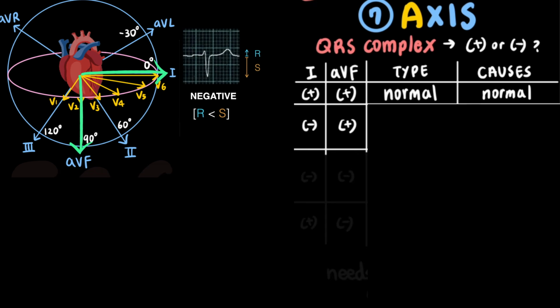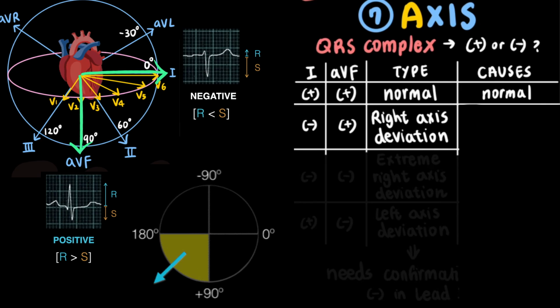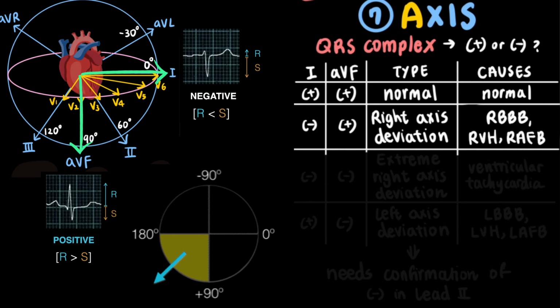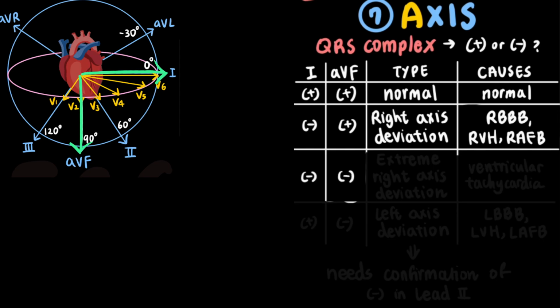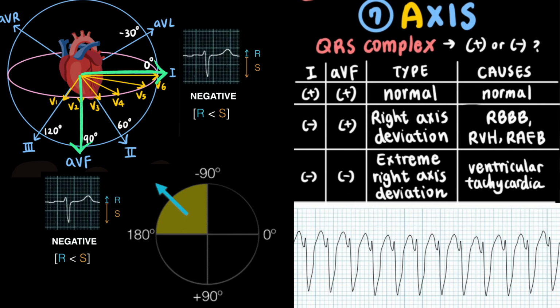If lead 1 is negative and lead aVF is positive, that's a right axis deviation. Common causes include right bundle branch block or RBBB, right ventricular hypertrophy or RVH, and right anterior fascicular block or RAFB. If both lead 1 and lead aVF are negative, that's called an extreme right axis deviation, sometimes referred to as the northwest axis. One important cause to remember here is ventricular tachycardia, or VT.